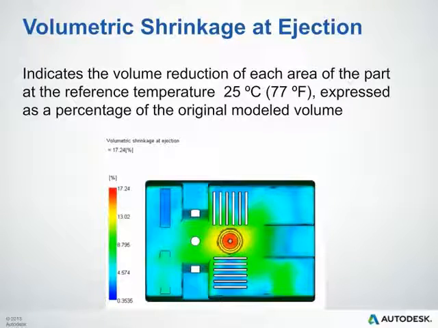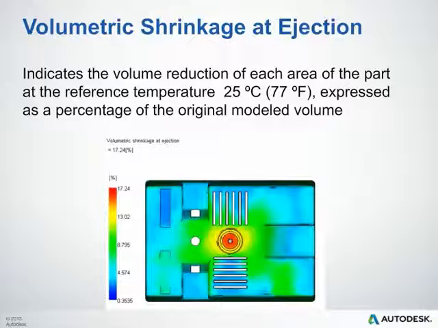Our pack analysis will give us this result, the volumetric shrinkage at ejection. What this is giving us is the indication of how the volume is reduced between the original model's volume and our molded part at room temperature, which is 25 degrees Celsius. Basically it shows us how much it shrinks in volume in a percentage.